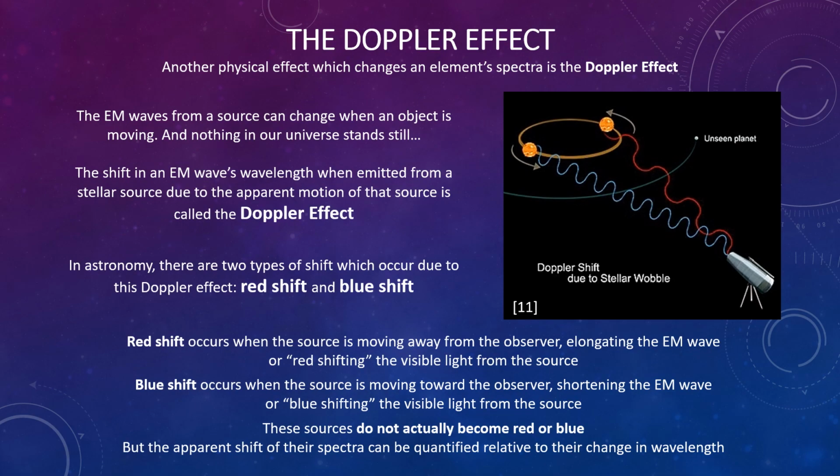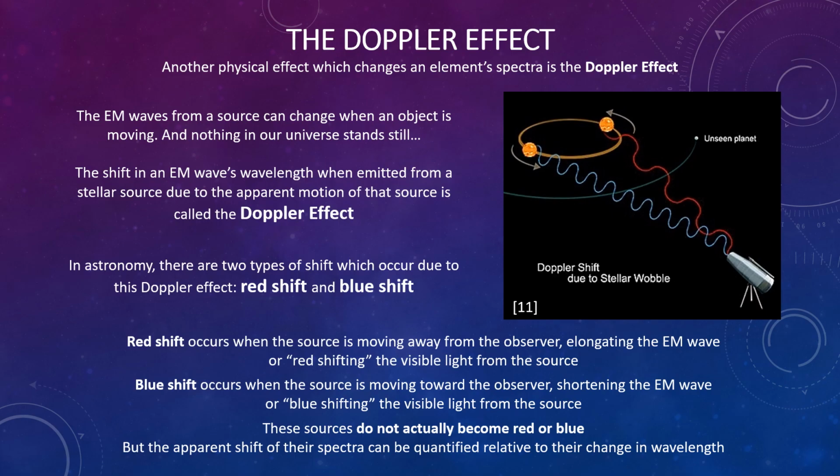There are even more possible ways that element spectra can be affected, and one of these ways is the Doppler effect. Electromagnetic waves are often coming from moving sources because nothing in our universe is actually standing still. Everything's moving relative to each other. So the Doppler effect is very important to understand. The shift in an electromagnetic wave's wavelength when it's emitted from its source due to its motion is what we call the Doppler effect. It's that shift in the wavelength.